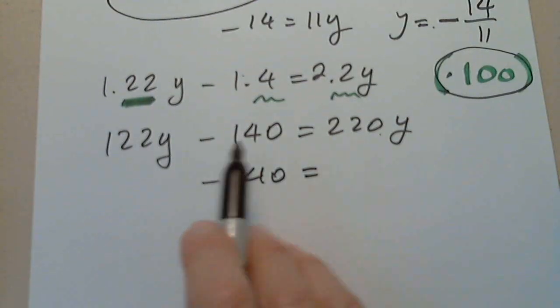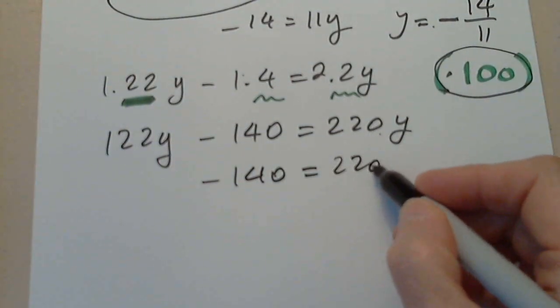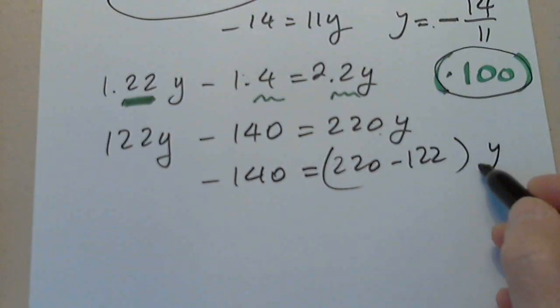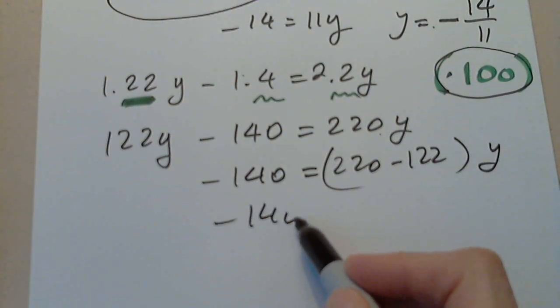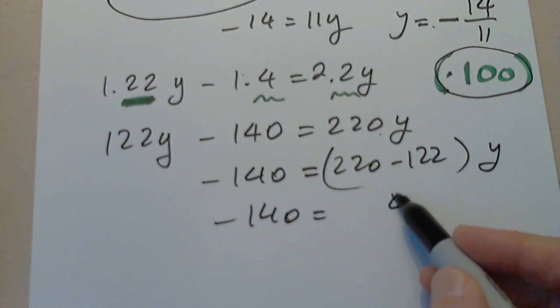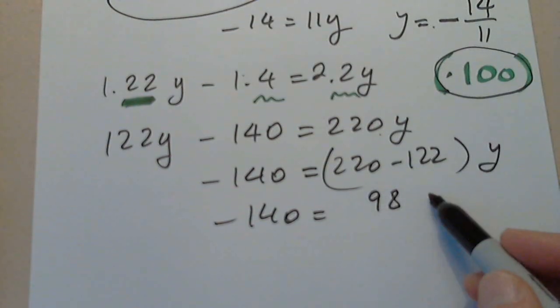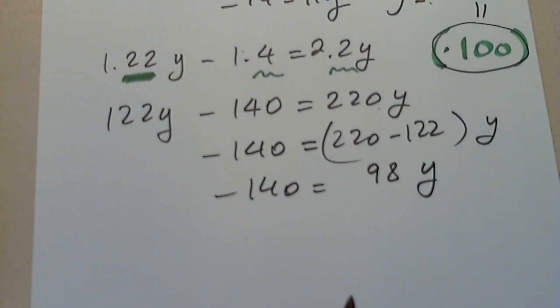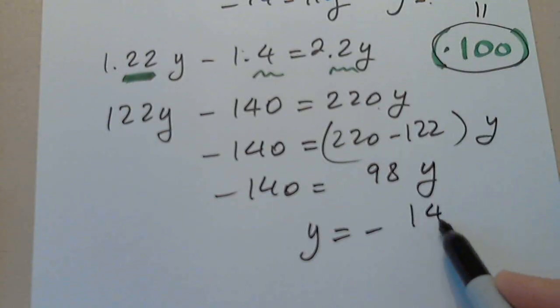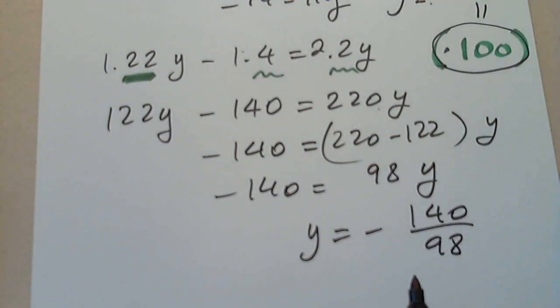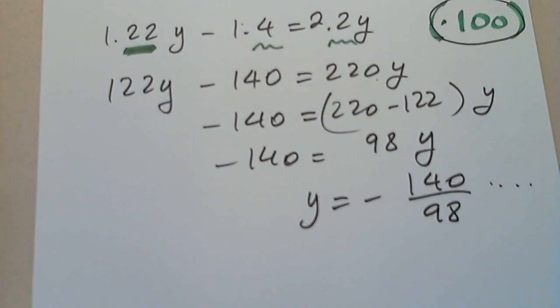And then I continue. So this is negative 140. I have here 220 minus 122. And I get negative 140. This is positive 98. So then y will be negative 140 over 98. And of course, I will simplify and so on and so forth.